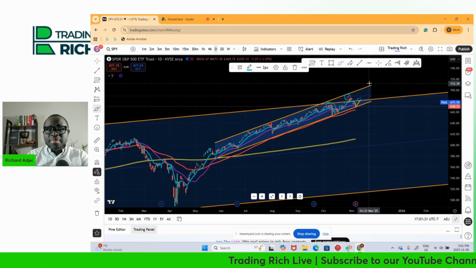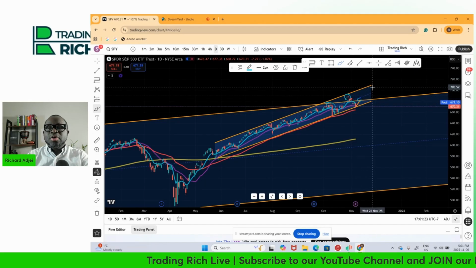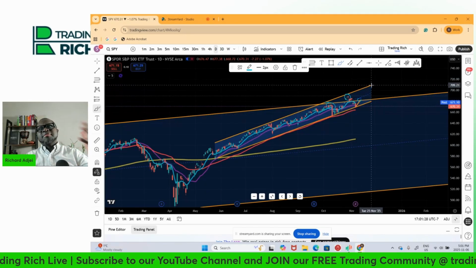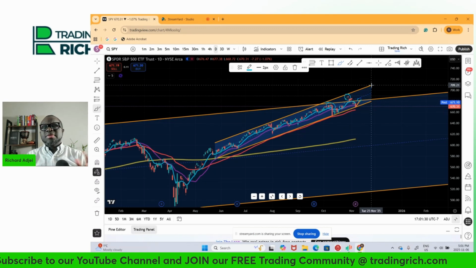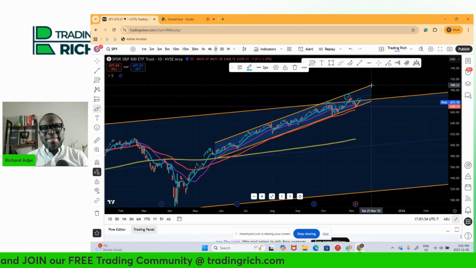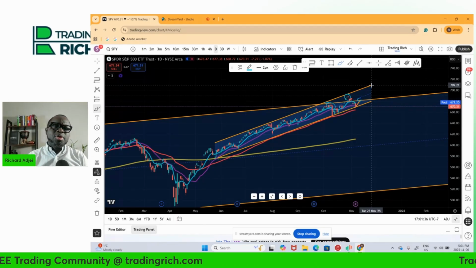However, if we break above it, then we are going to break out, and then we are going to get to the top here. So this is going to bring us to around 708 or 710. That's equivalent to 7,100 on the S&P 500. So that's what I'm looking at for tomorrow.